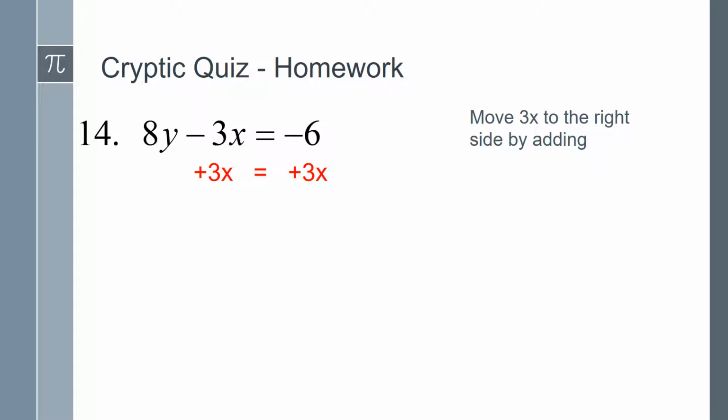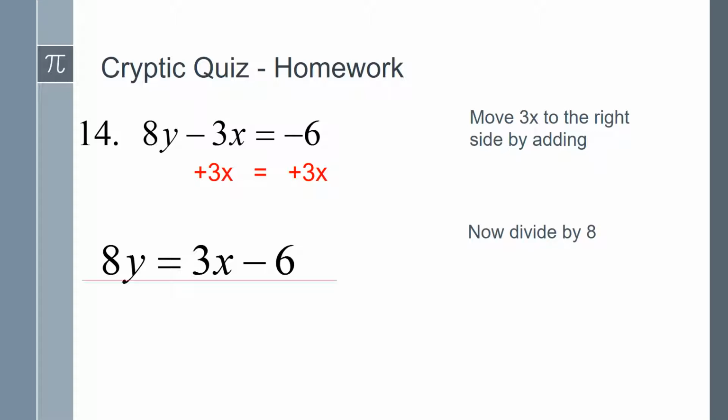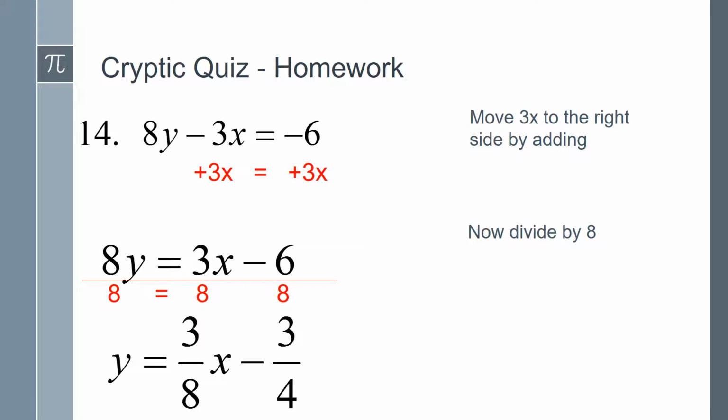Once again, we can't add the negative 6 and the negative 3 because they're not like terms. So we write this as 8y is equal to 3x minus 6. Then we divide both sides by 8. And we get y is equal to 3/8x minus 3/4, or 6 over 8. I just simplified 6 over 8 to 3/4. And there you have it.